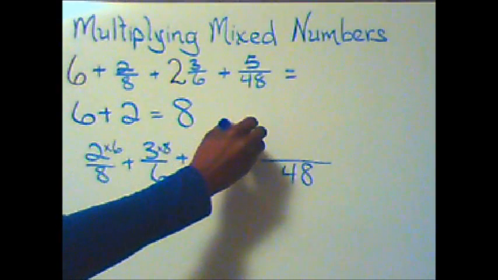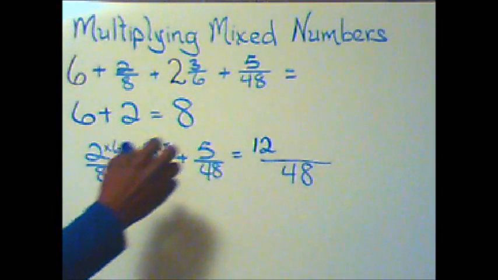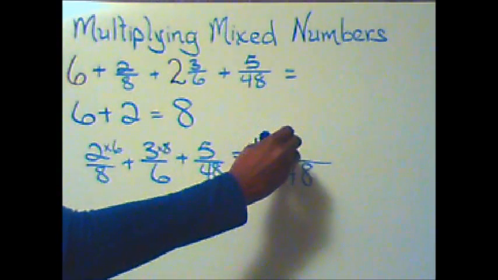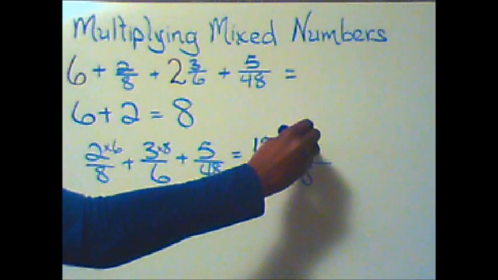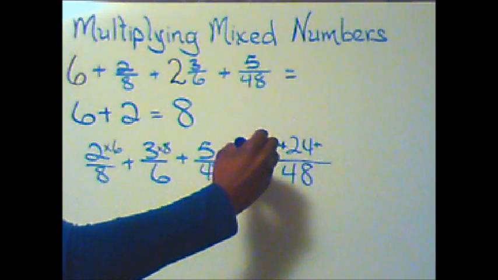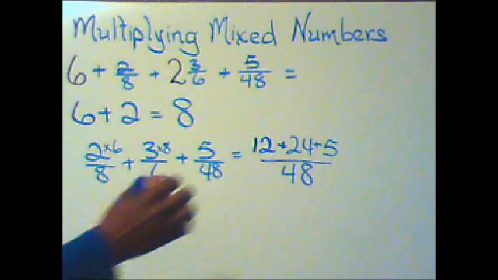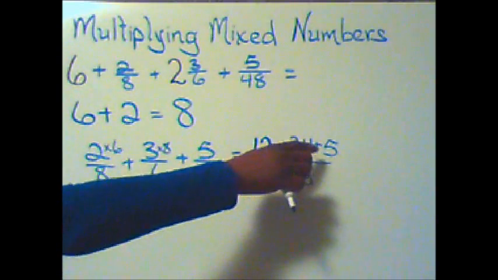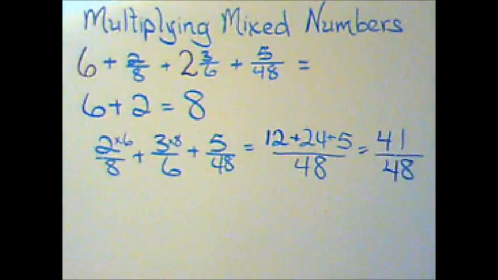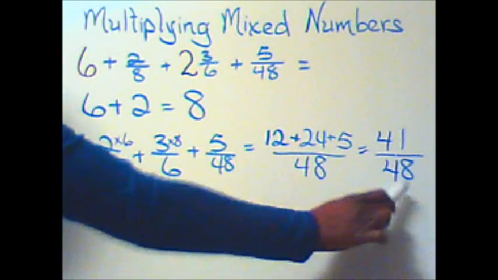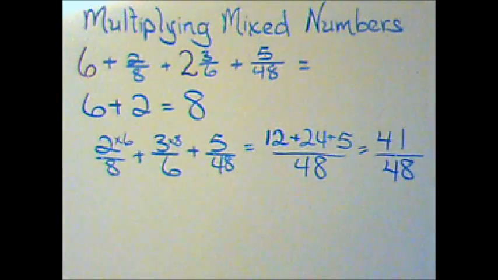2 times 6 equals 12. 3 times 8 equals 24. And 5. So now we're going to add 12, 24, and 5. 41/48 is the answer to this part of the process, but we're not finished yet.